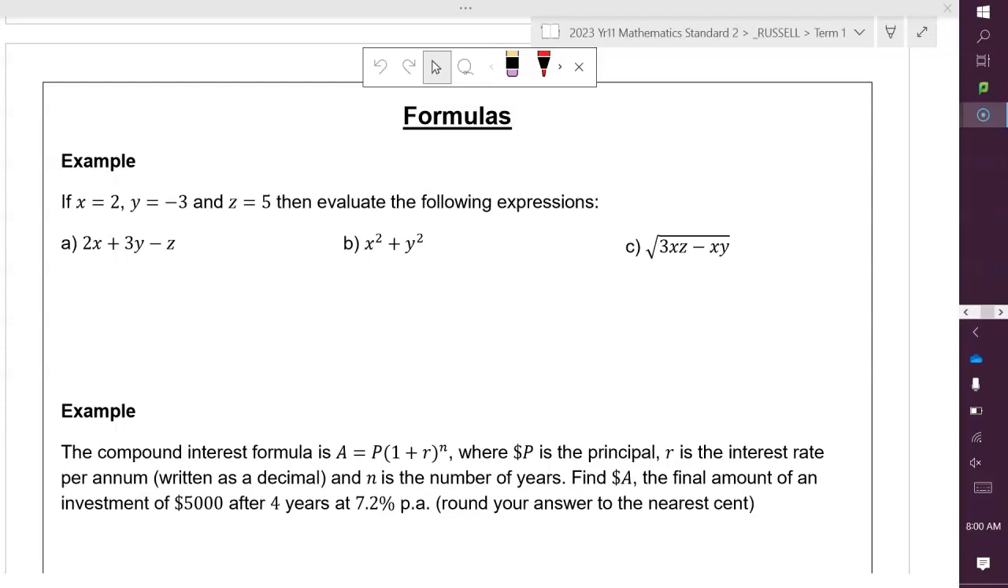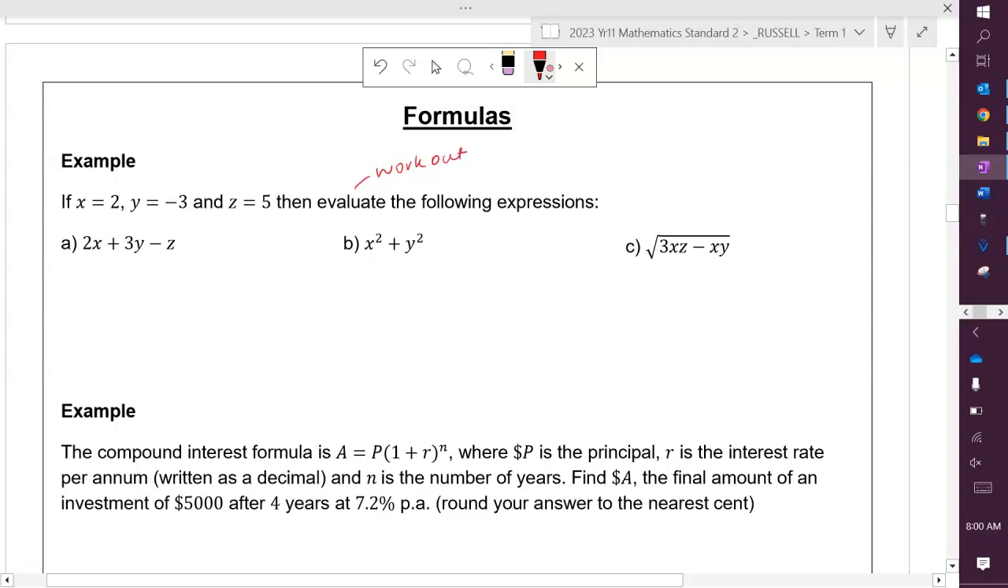In this lesson, we're looking at formulas and some substitution. So if we look at this example, it says if x is 2, y is -3, and z is 5, then evaluate. Remember, evaluate means to work out or to solve, find an answer. So we need to evaluate the following expressions.